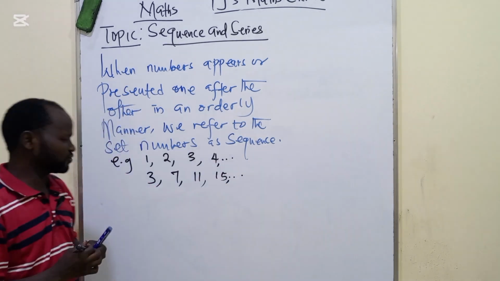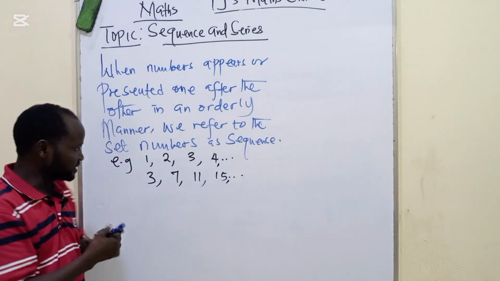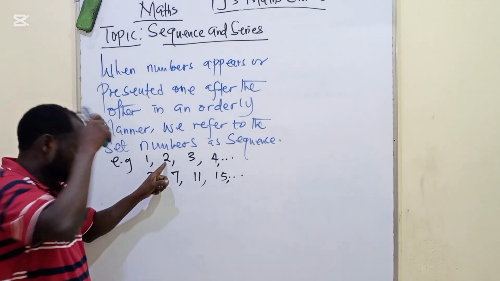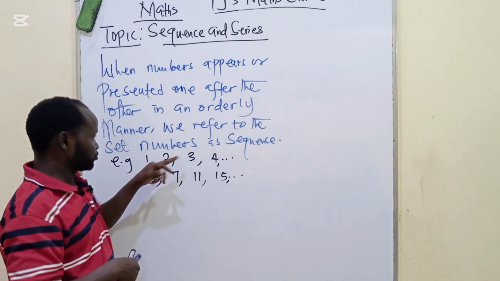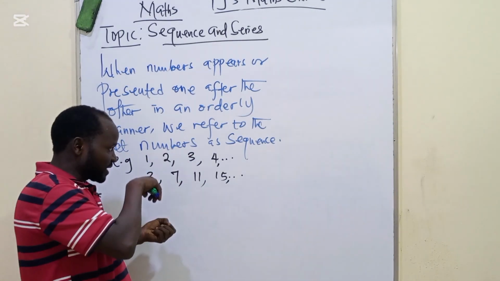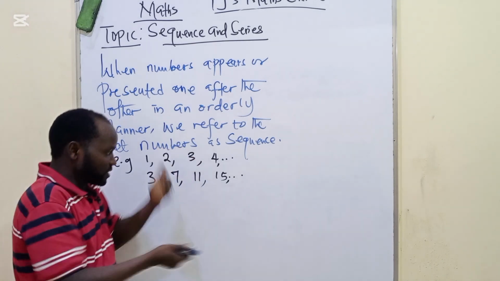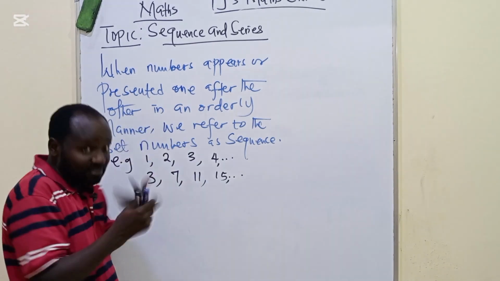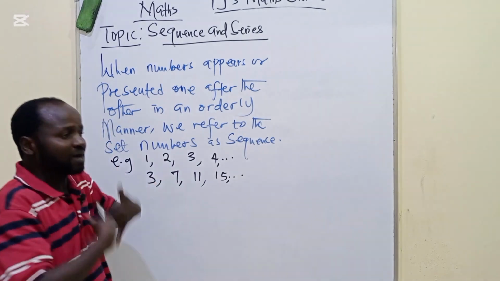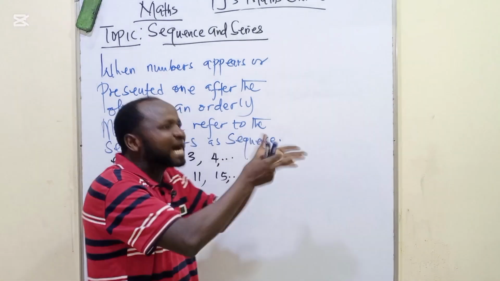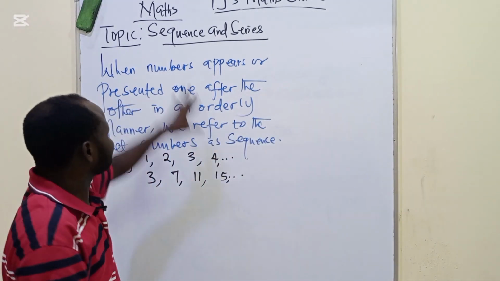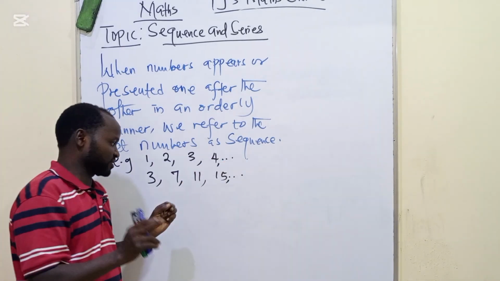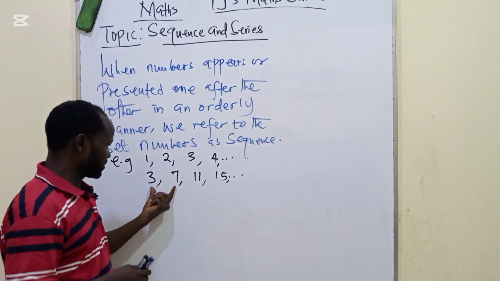What can we see? These numbers follow a certain pattern. From 1 to 2, it has increased by 1. From 2 to 3, it has increased by 1. 3 to 4, it has increased by 1. So these numbers follow a certain pattern. When numbers follow a certain pattern in an orderly manner, we refer to it as what? Sequence. Very important.